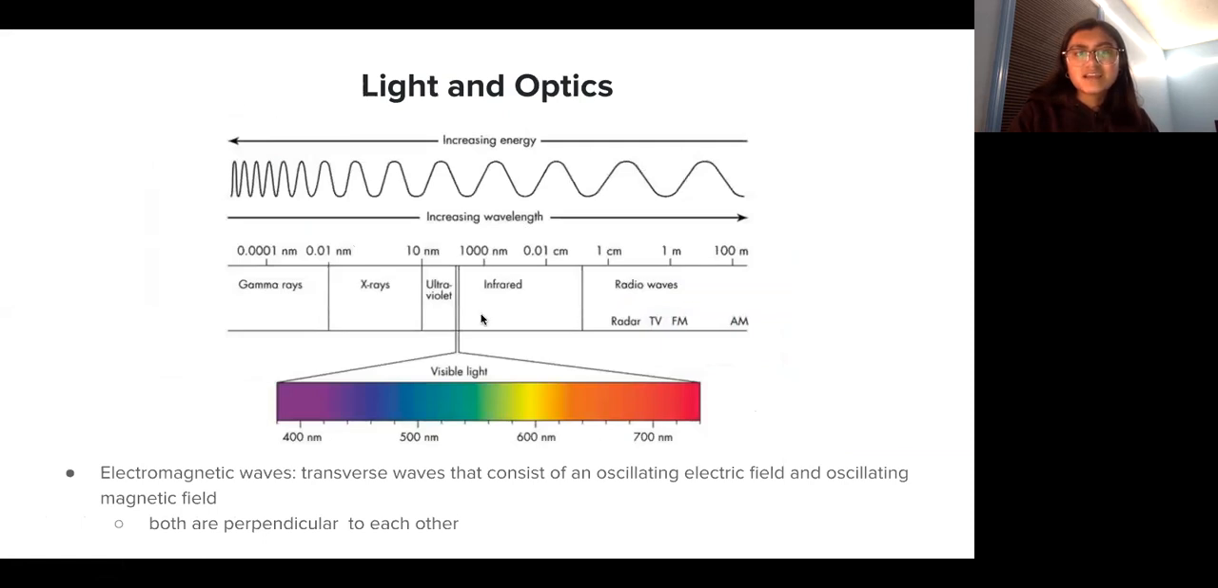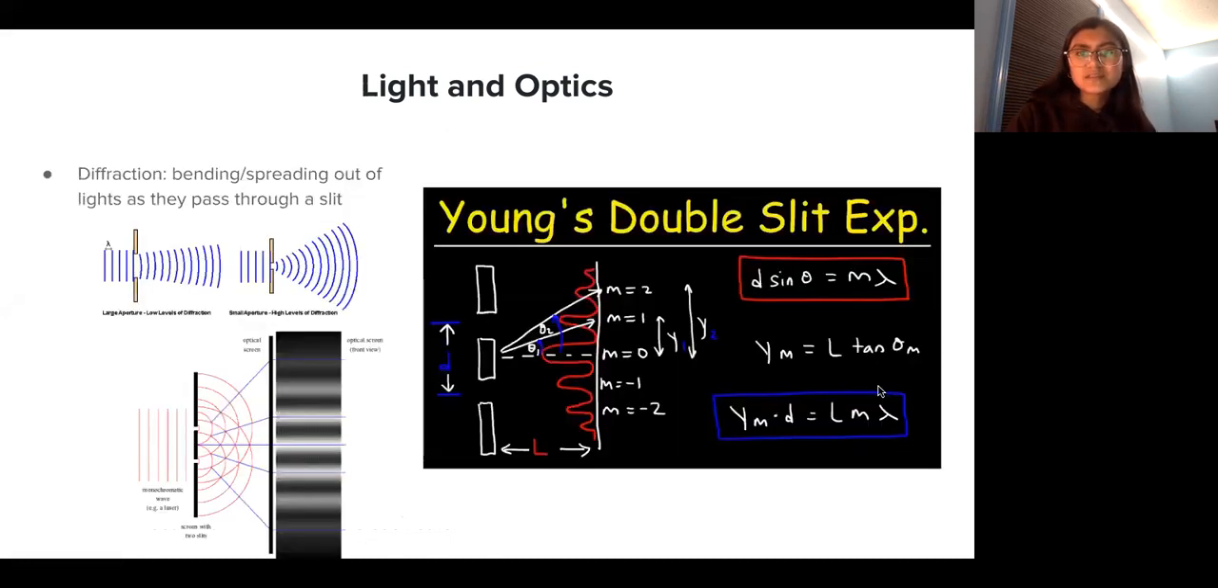All right, light and optics. So this is just the electromagnetic spectrum. You'll have increasing wavelength as you approach red or radio waves, but less energy, and as you decrease wavelength, you'll have increasing energy. So like gamma rays, X-rays, your purples, those will have more energy. I think just knowing the relationship between energy and wavelength is most useful.